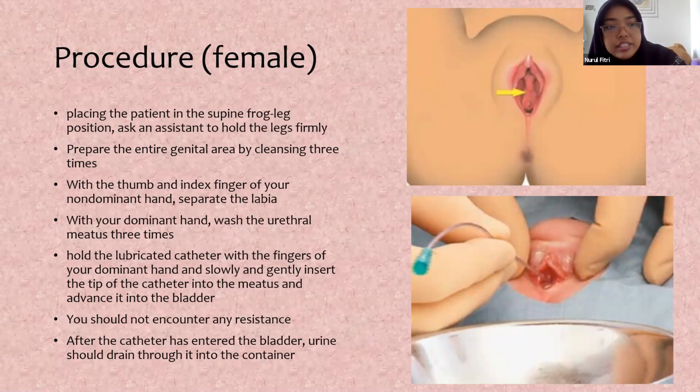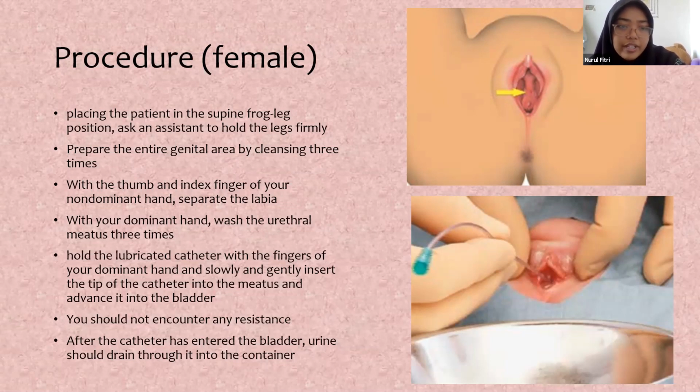Okay, so for the procedure in female, it is the same position: supine, frog leg position, with an assistant holding the legs firmly to expose the genital area. Then an aseptic procedure by cleansing the genital area three times, and then locate the urethral meatus by separating the labia. When we have located the urethral meatus, we must first wash the meatus three times. And then we hold the lubricated catheter, and sometimes they also use lidocaine gel as anesthesia.